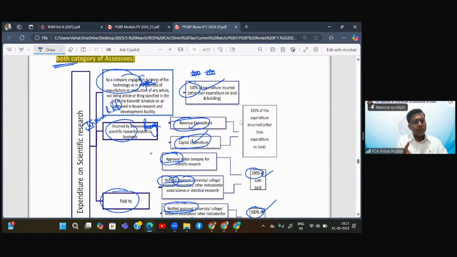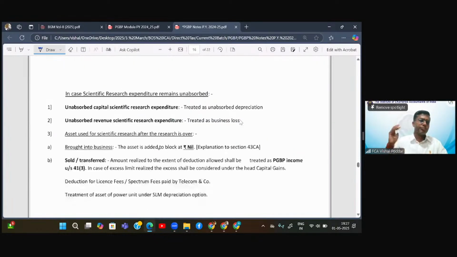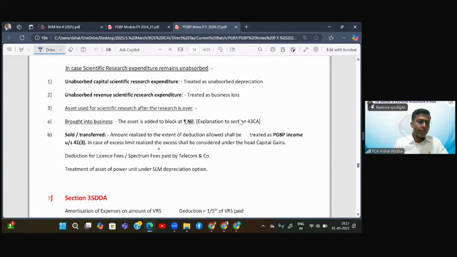So when I'm giving entire cost as deduction, depreciation will not come. How much deduction is there? 100%. Again, which capital expenditure is not allowed? Expenditure on land. Some important points about this is, again, if these expenses remain unabsorbed. Now, in unabsorbed there are two possibilities, capital expenditure on scientific research unabsorbed or revenue. If revenue expenditure is unabsorbed, treatment is like other business loss. But if capital expenditure on scientific research is unabsorbed, the treatment is like unabsorbed depreciation.